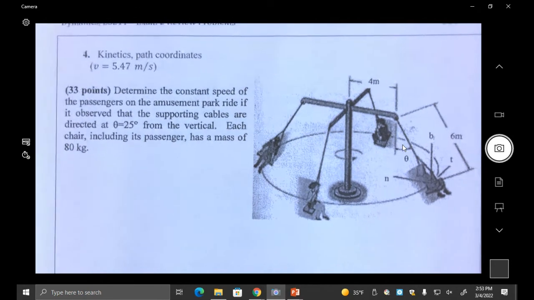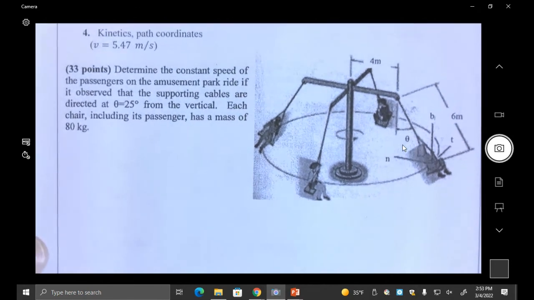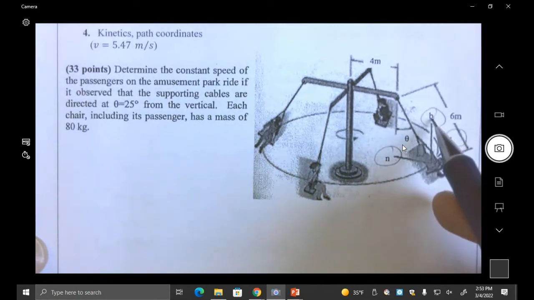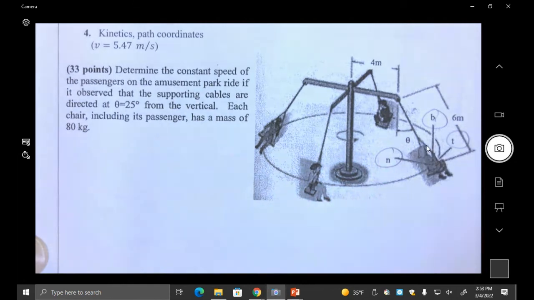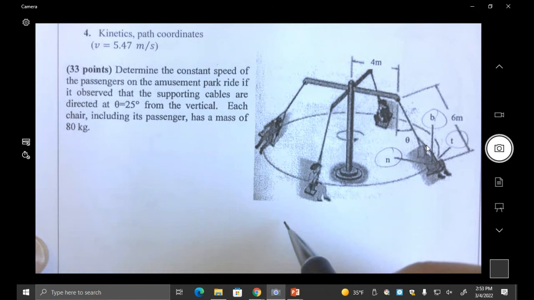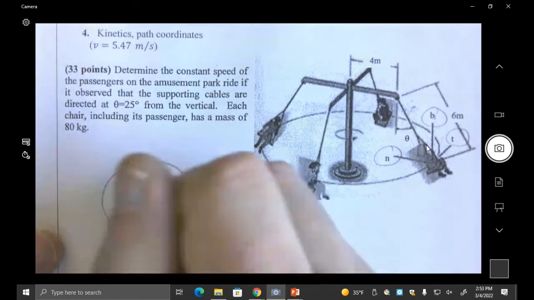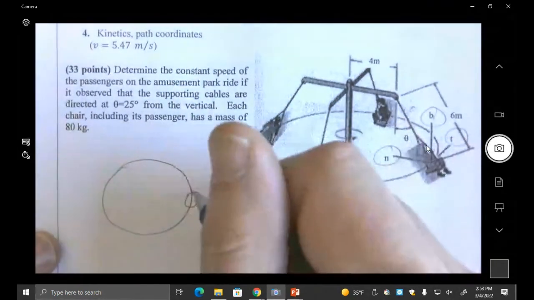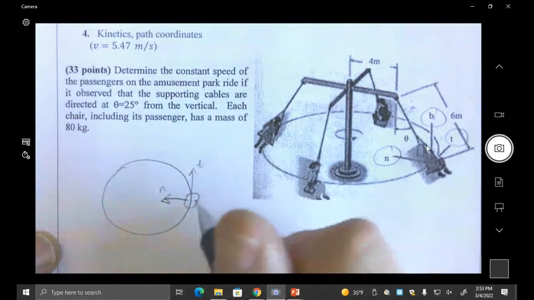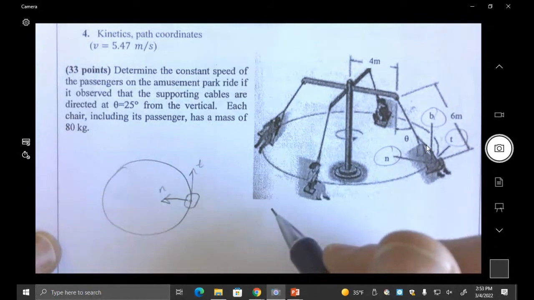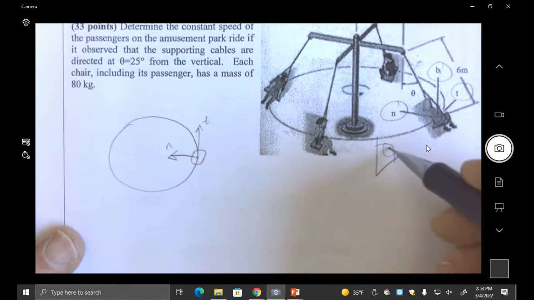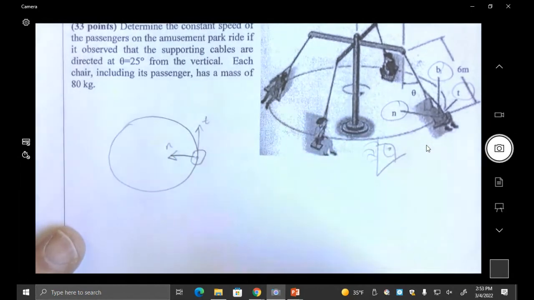So this is a path coordinates problem, and they've actually already drawn out what they decided to call B1. I like to call it K or even Z sometimes. Looking down at the thing, if we were to take a look at one particular car, here's the tangential and here's the normal direction. But that really doesn't do us a whole lot of good. It's going to do us a lot better to look from this direction right here.